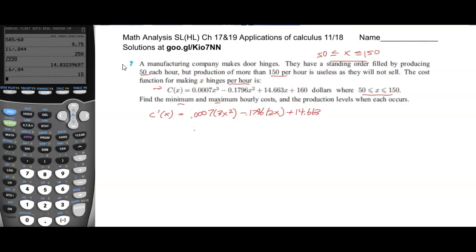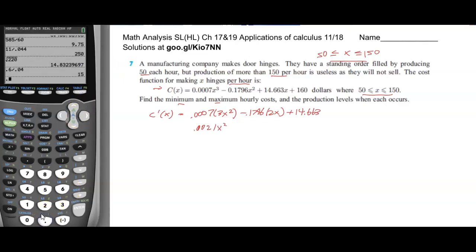Just simplifying, we're going to put 0.0021x squared. The 0.1796 times 2 is equal to negative 0.3592x. And then the last one is going to be 14.663. So all I did here was rewrite the first derivative function. I'm going to use the first derivative function, set it equal to 0, and then find the x values which make it a maximum or minimum.